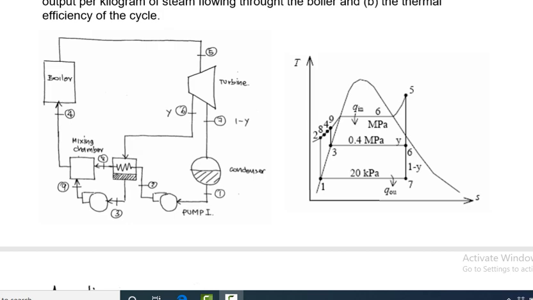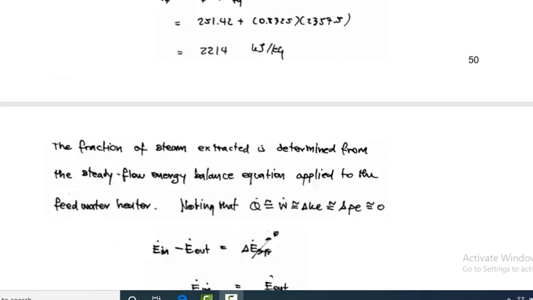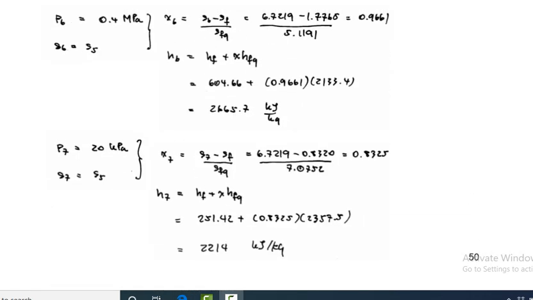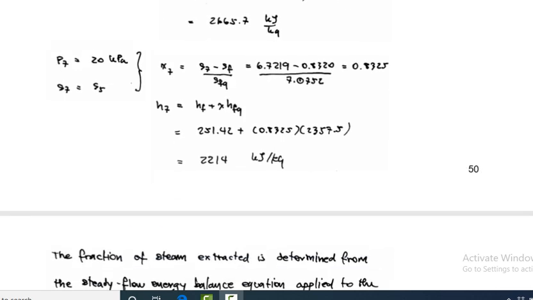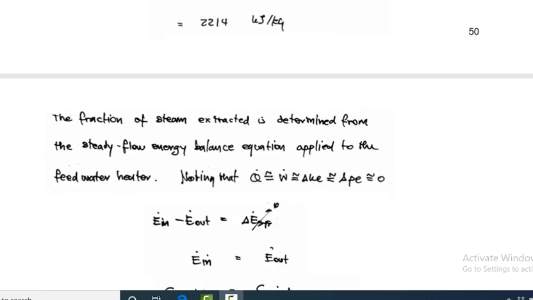This is the value to be asked in the numerical. So we are getting this value. S6 is 0.9961, the closed feed water heater, and X7 is 0.89, the dryness fraction at entry into the condenser. Then the fraction of steam extracted is determined from the steady flow energy balance equation applied to the feed water heater.